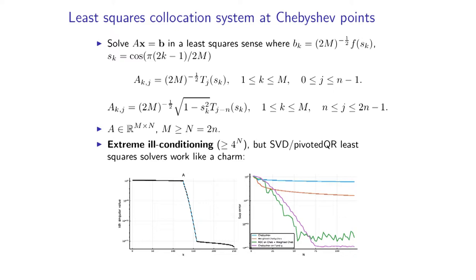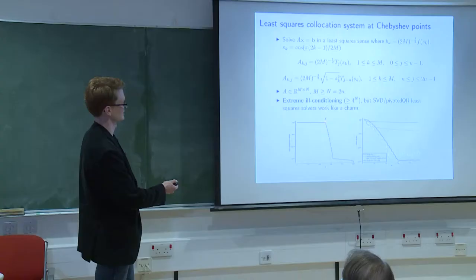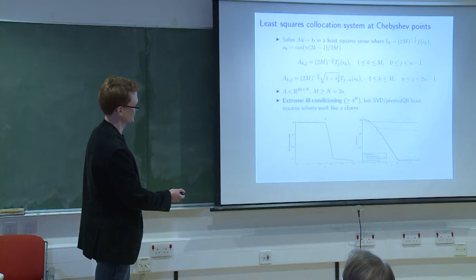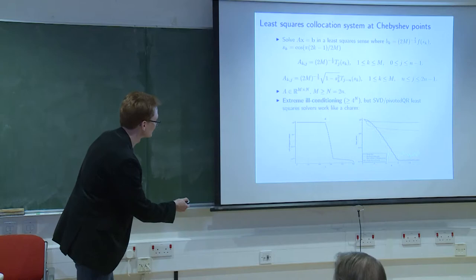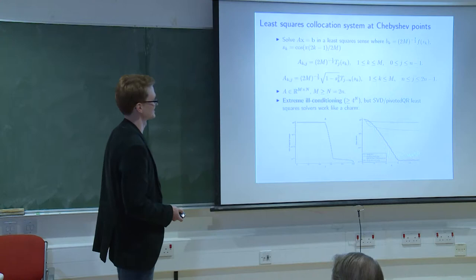However, if you use an SVD or a pivoted QR least squares solver, just the LAPACK type things, they work like a charm. So this is the SVD of such a matrix. There's a lot of moderately sized singular values, and they quickly plunge down, and this is just machine error, but they go right down. So this is 10 to the minus 15. And the first ones, are they really constant, or are they slightly decaying? There's a shape to them. Yeah. There's a shape to them based on the image of square root 1 minus x squared.